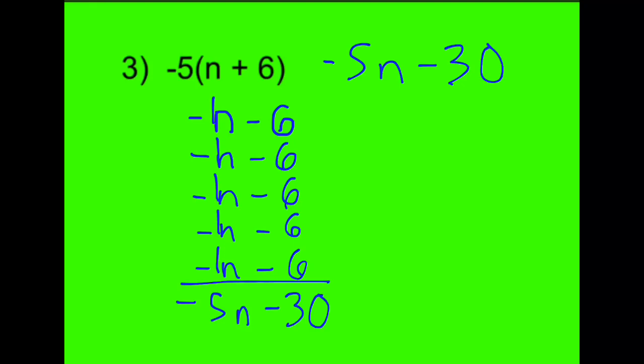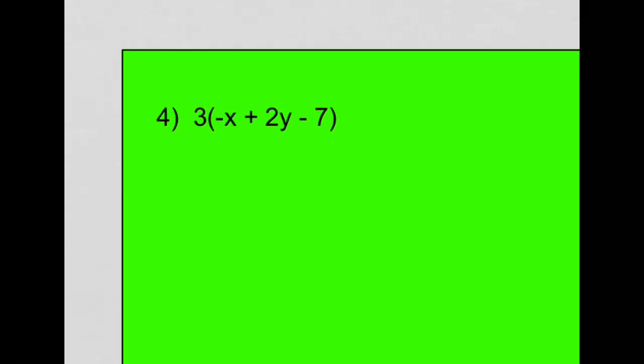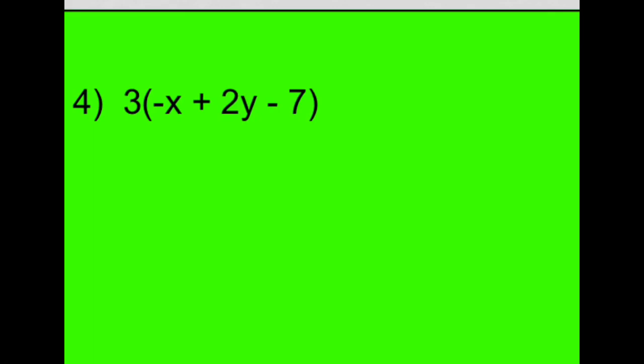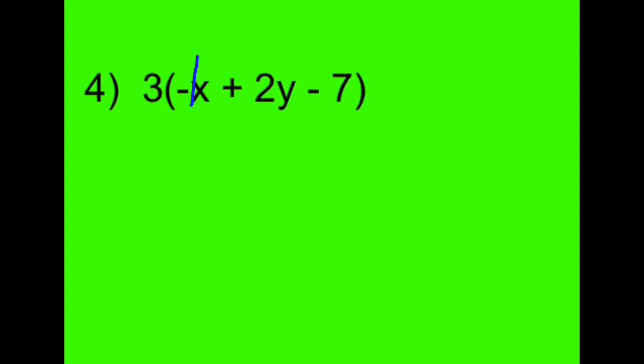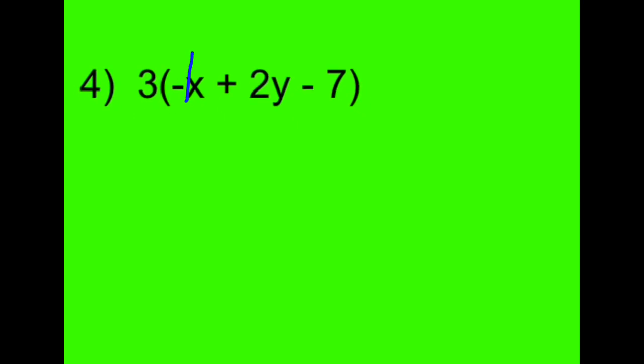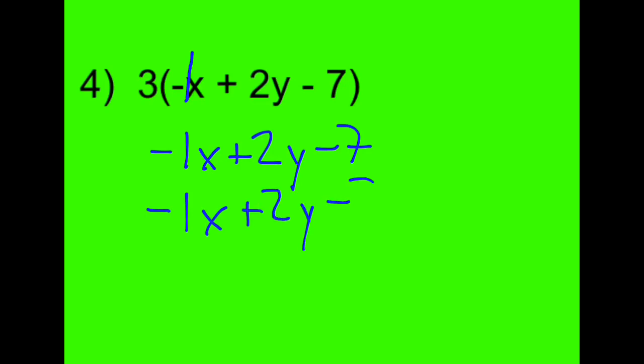Let's even get a little trickier. Ooh, a 3-term expression. 3 groups of negative x plus 2y minus 7. Now, even though you don't see it, in front of that x, there's a 1. Okay, so 3 groups of this. Negative 1x plus 2y minus 7. Negative 1x plus 2y minus 7. And negative 1x plus 2y minus 7.